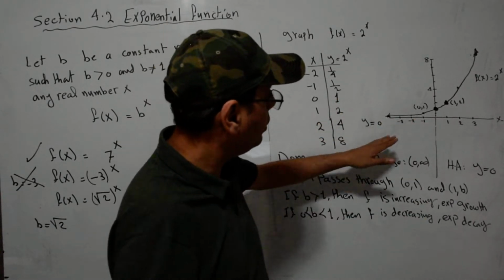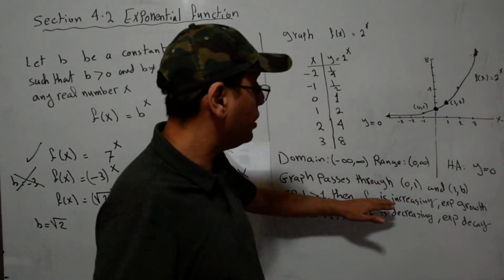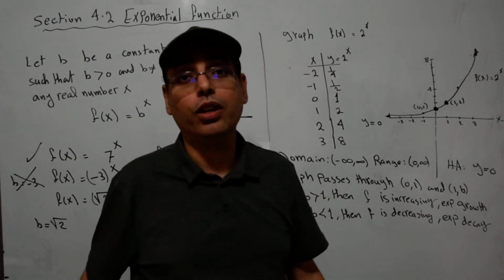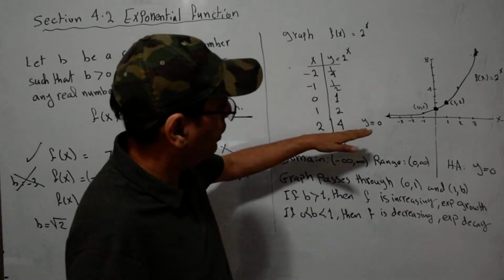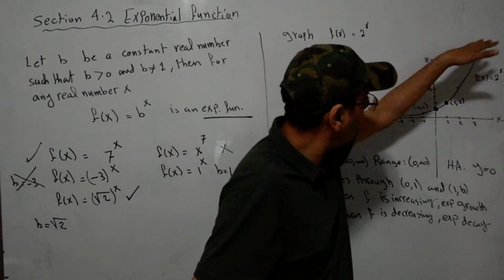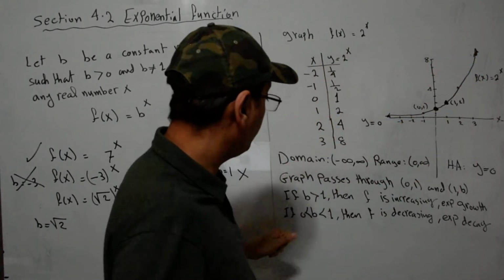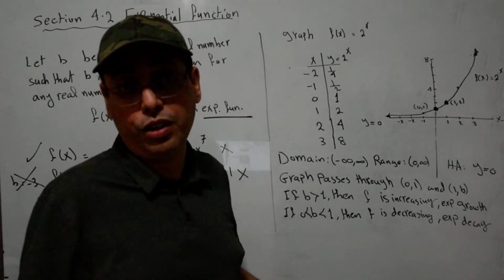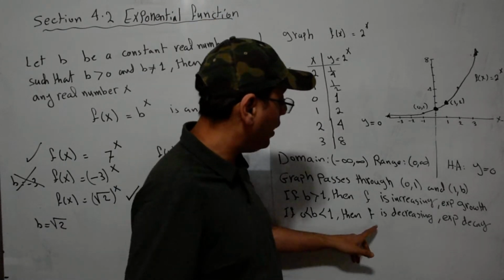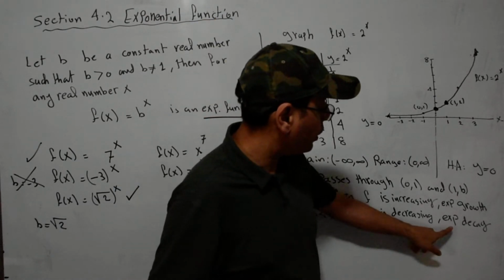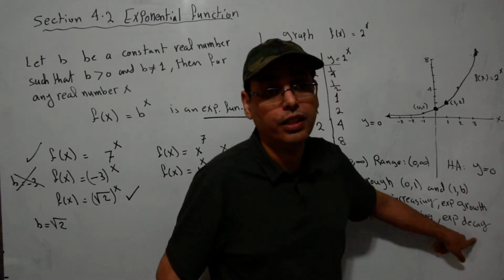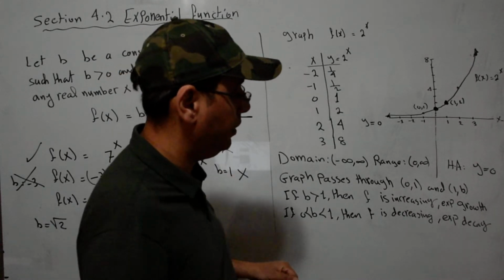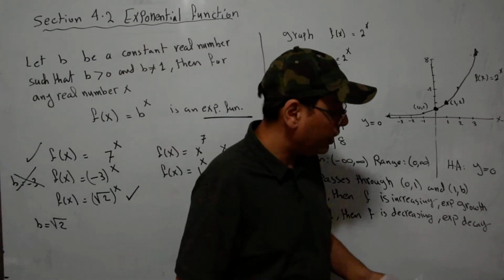If b is greater than 1, as here, the function is increasing, and we call this exponential growth. So what if b is between 0 and 1, which is a fraction, 1/2, 1/3, 1/4? Then f is decreasing, and we call it exponential decay, that something is decaying.